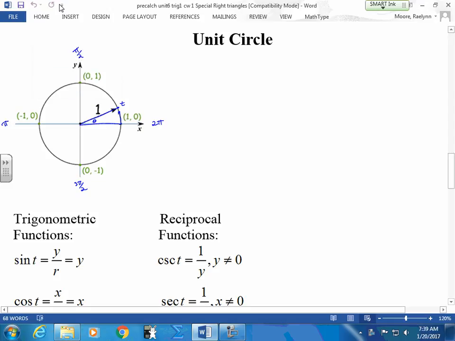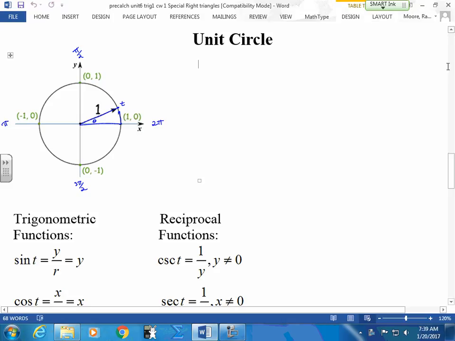Right. Not at all. Yes. Sorry. Okay. Not at all comfortable with the unit circle. Okay.